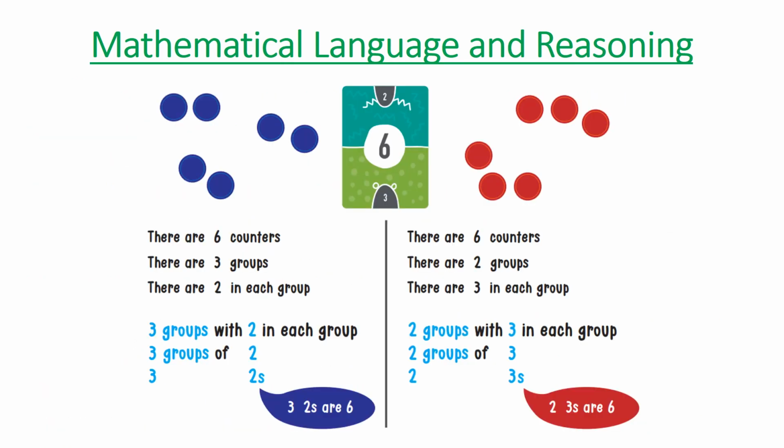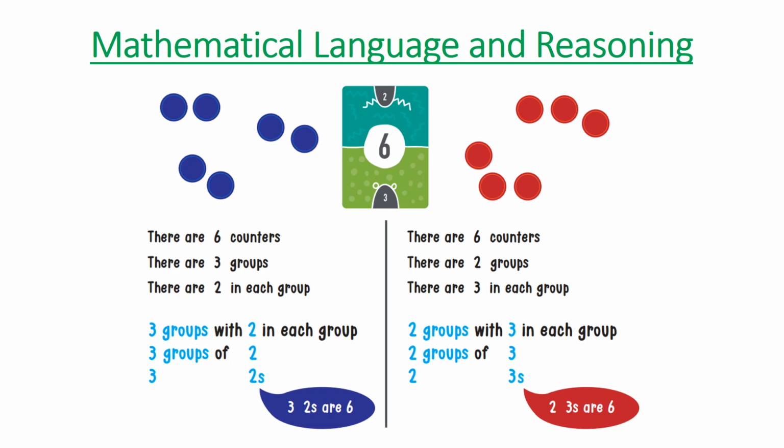Here is an example of using mathematical language in context. Here we have the card which shows 3 2s are 6 or 2 3s are 6. Let's have a look on the left. There are 6 counters. There are 3 groups. There are 2 in each group. 3 groups with 2 in each. 3 groups of 2. 3 2s. And this leads us to our soundbite, 3 2s are 6.